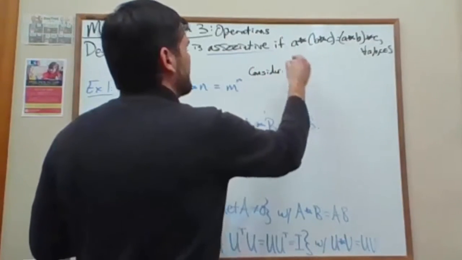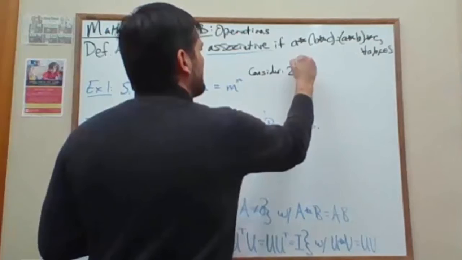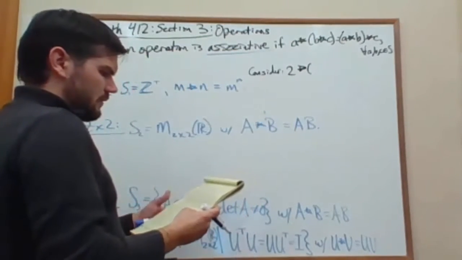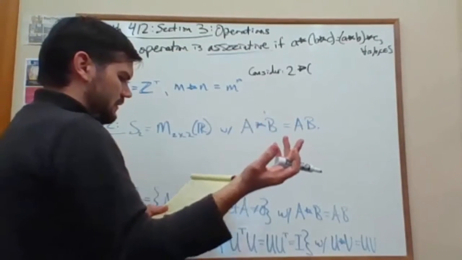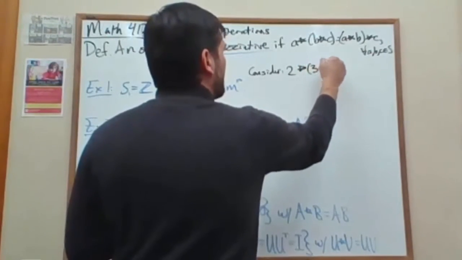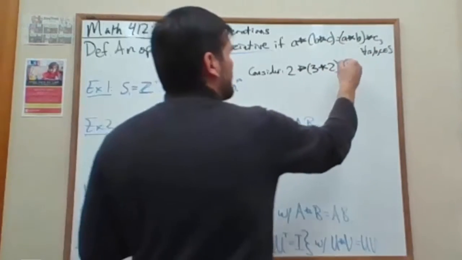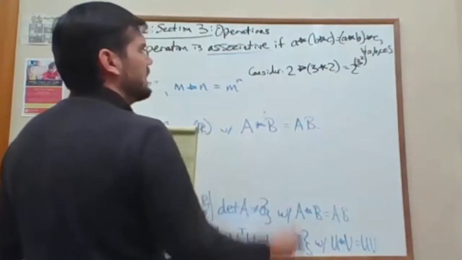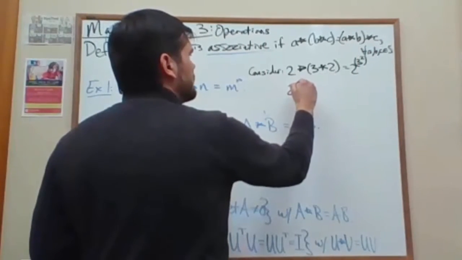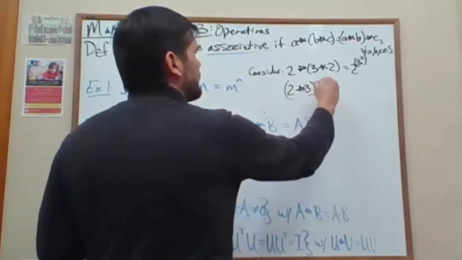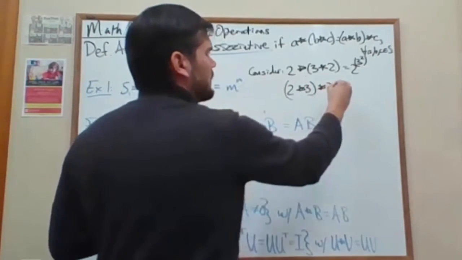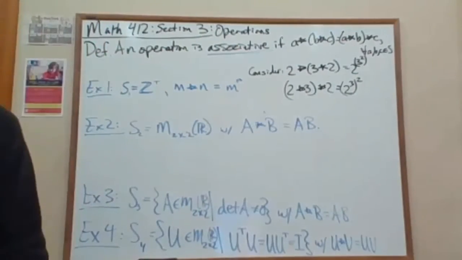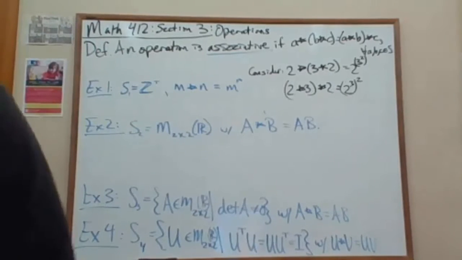Consider 2 to the 3 to the 2, like that. And then consider 2 to the 3rd, then raised to the 2nd power. So that would be 2 to the 3rd squared. Are those two the same? Think about it.